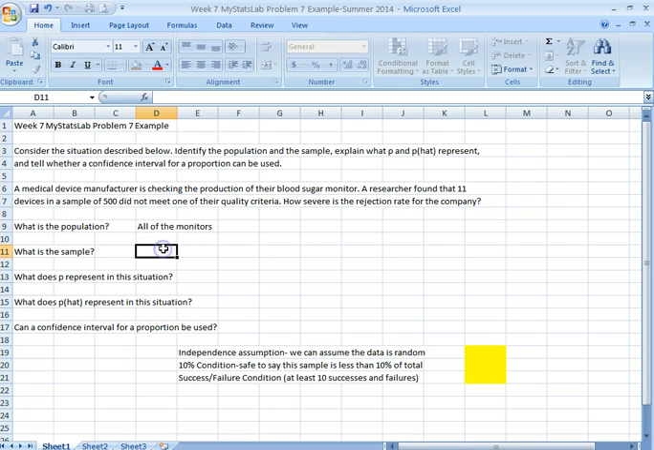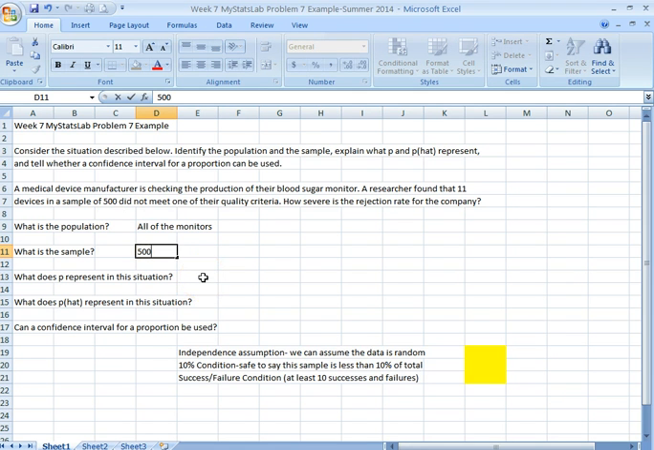Next question, what is the sample? Well, since the sample is a subset of the population, and these are what we're looking at, for this situation, the sample is the 500 blood sugar monitors that were tested. So our population is all of the monitors, and the sample in this case is the 500 that were checked.